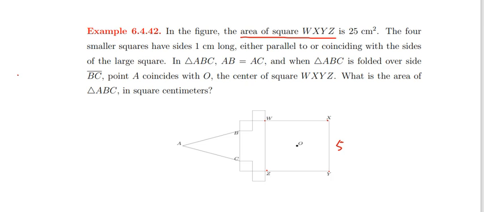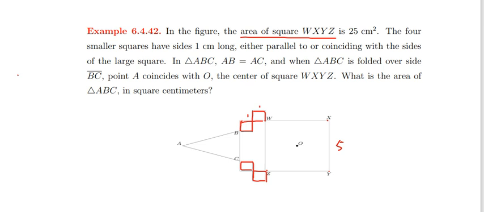So here we have this 5 and this 1. So we have this 4 smaller squares, with sides 1, parallel to or coincident with the side of the large square.